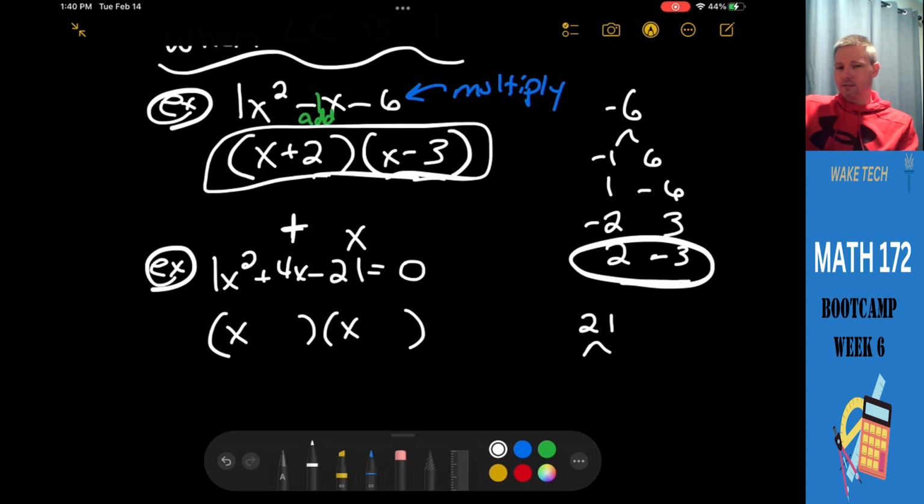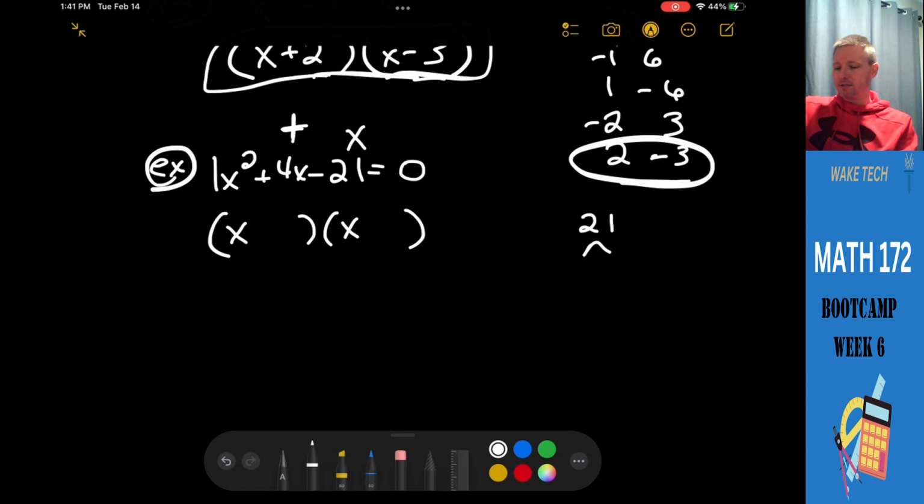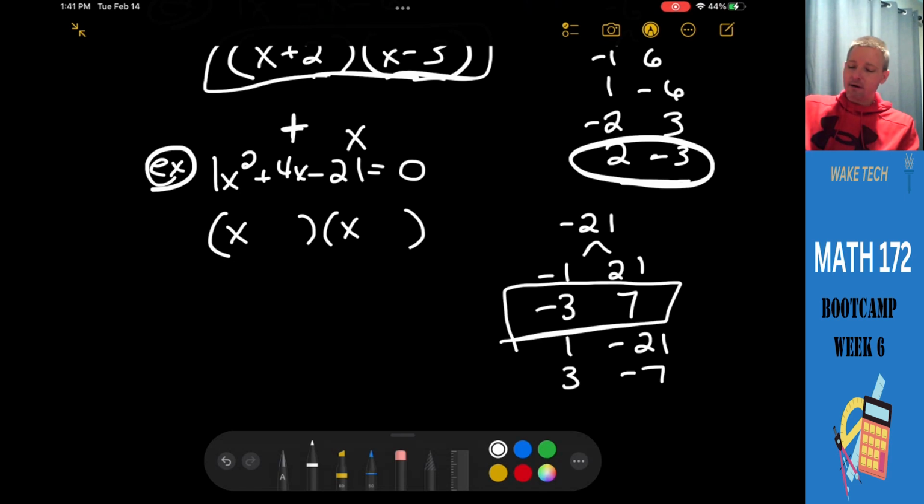So again, if you spot those two numbers right away, then that's cool. No need to go through this listing process that I'm about to do. But if you don't spot the numbers, you can certainly come over here and make a list. 1 with 21, 3 with 7. Those are our only two options. Since we need it to be -21, then one number in each pair would have to be negative. So maybe -1 with 21, -3 with 7, or 1 with -21, 3 with -7. The pair that adds to +4 is -3 with +7.